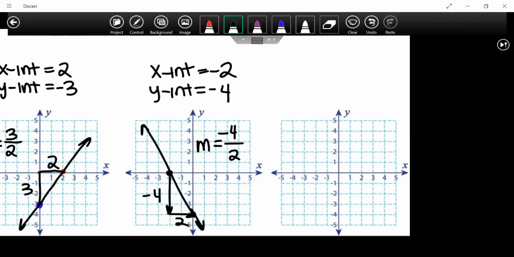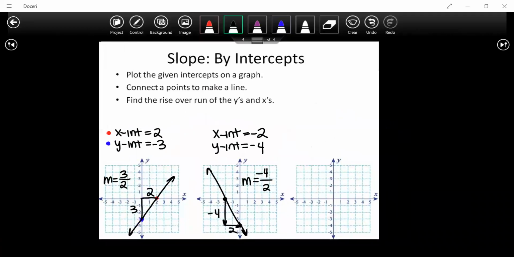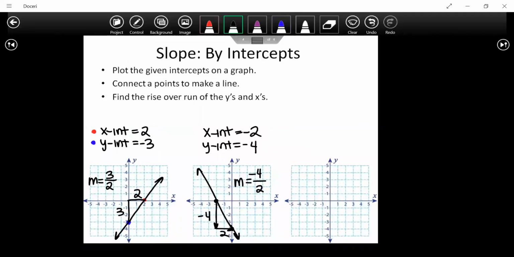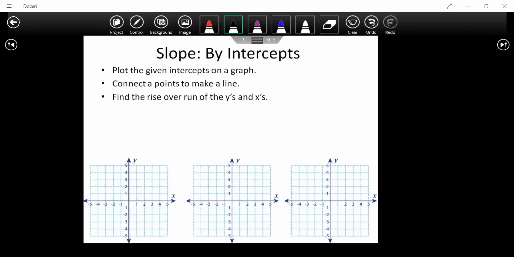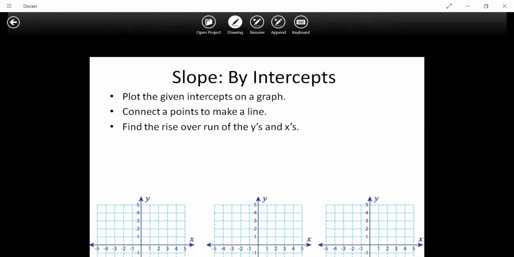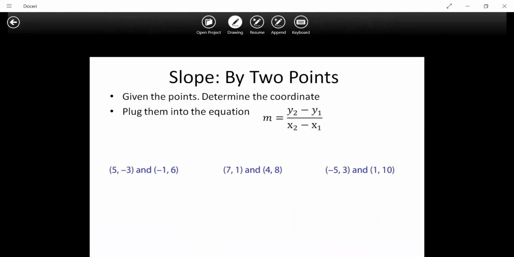C. Are we good? Don't worry about doing the last one. 2 of them is good until we start doing more. Last one. Here we go. Are we good? We have 5 minutes. We can do it. Nope. We're good.